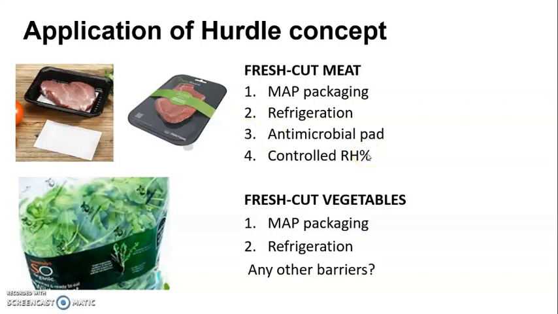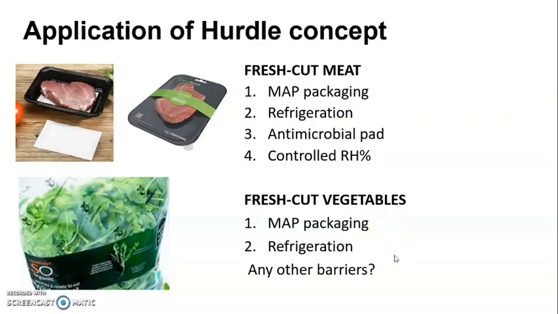ambient temperature to promote microbial growth. So remember, most bacteria prefer ambient temperature or an optimal growth of 37 degrees Celsius for them to grow. And of course, along with refrigeration, you want to also control the relative humidity to make sure that the freshness of the meat is preserved. The last example is fresh cut vegetables. MAP packaging can also be used. On top of that, you can also store it in refrigeration.